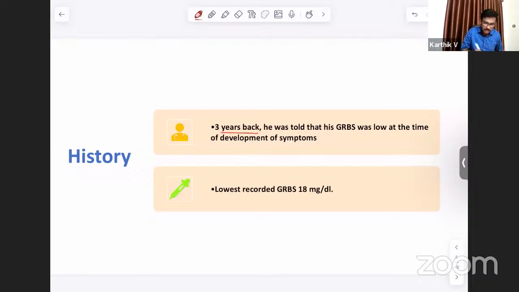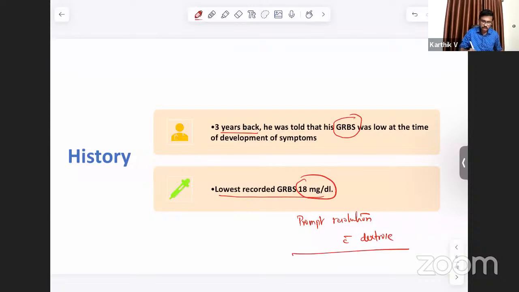And 3 years back, he gave the history that his random blood glucose was low at the development of symptoms. The lowest recorded GRBS was as low as 18 milligram per deciliter, and there was prompt resolution with dextrose. So it is clear that Whipple's triad is satisfied from his history itself.